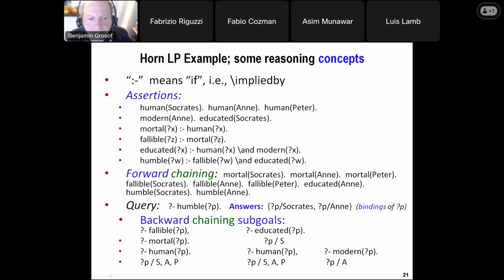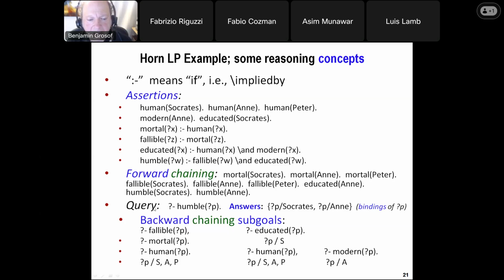And then we could do forward chaining to infer from these given facts through one application of the rule that says mortal if human, we can conclude Socrates, Anne, and Peter are all mortal. And in like fashion from the rule about fallible if mortal, that Socrates, Anne, and Peter are all fallible. And from the rule about educated if human and modern, that Anne is educated. And then in like fashion, get that Socrates and Anne are humble.